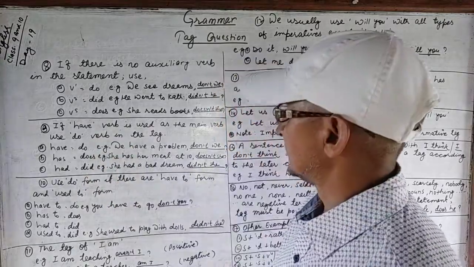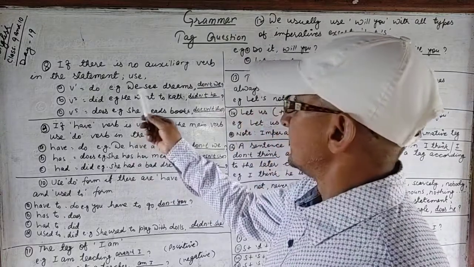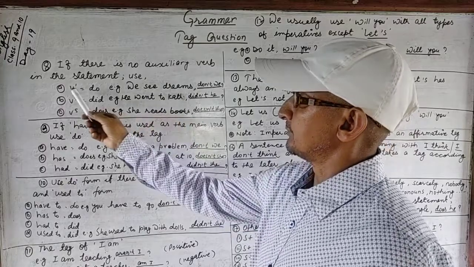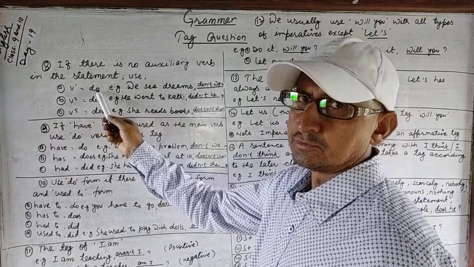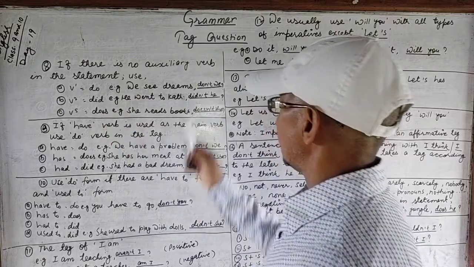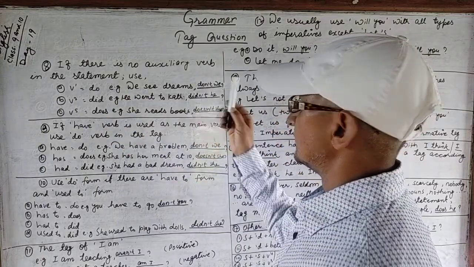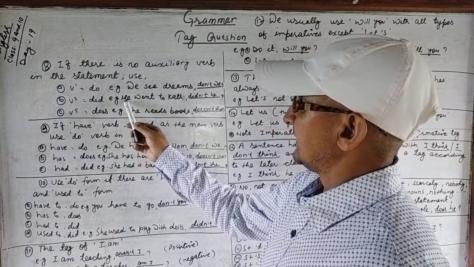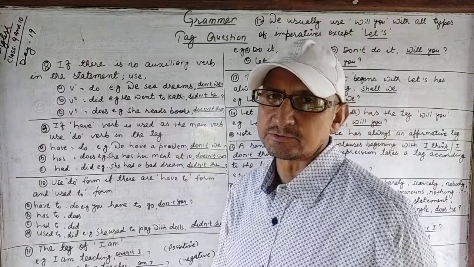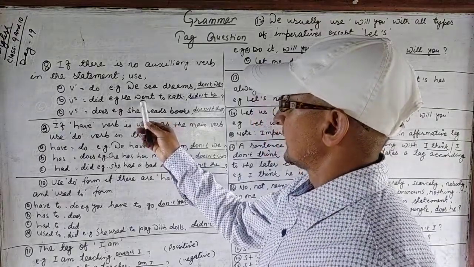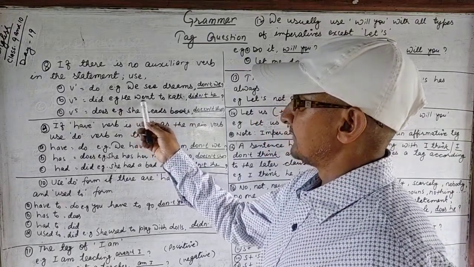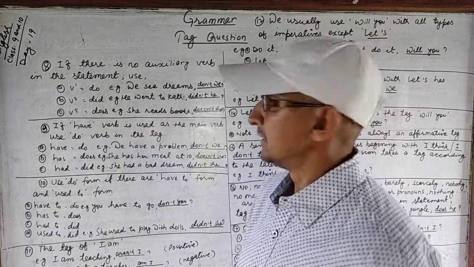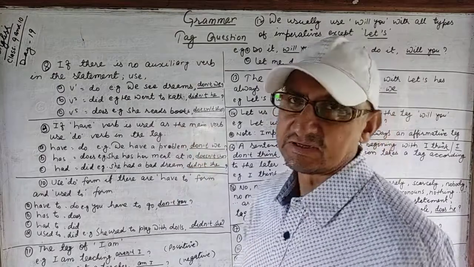Let's clear it with the help of examples. We see dreams. See is B1, so we use the do form of the verb in the tag. So the tag is don't we. Another example is he went to Kathmandu. There is no auxiliary verb. There is the main verb went. The verb is in the second form, B2. So we have used did.